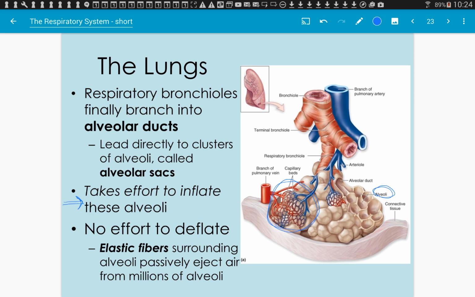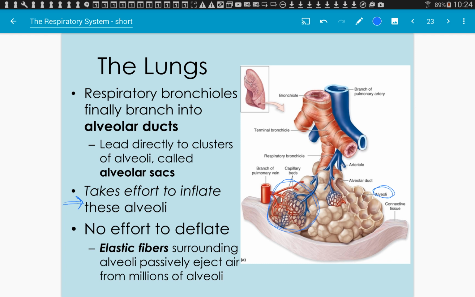So remember, when we inhale, our diaphragm is contracting and it flattens down, which makes more space in our thoracic cavity, so it basically sucks the air in. But when the diaphragm relaxes, it bounces back up into the thoracic cavity and helps push the air out. So we have some elasticity there. You don't have to use any energy to push the air out of the alveoli, okay?